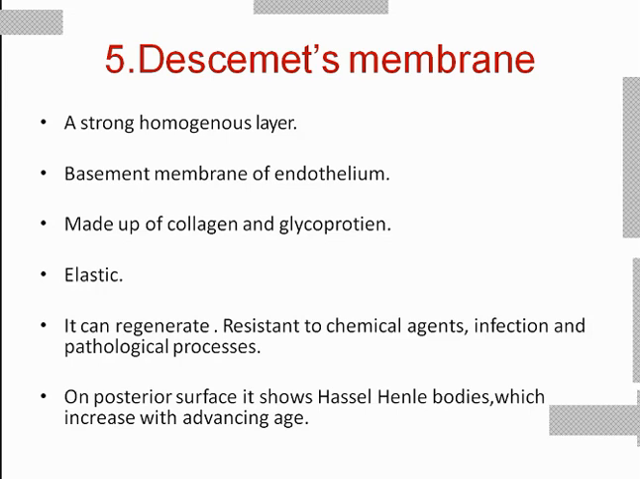This membrane can regenerate and is resistant to chemical agents, like I told you. Posteriorly, cells become unhealthy in advanced age. When you look at the aged cornea through a slit lamp, you will be able to note small white speck-like structures on the posterior surface, called Hassall-Henle bodies. When you see those in the deeper layer, you can say the cornea is of advanced age.